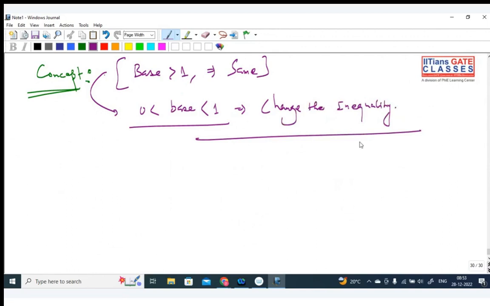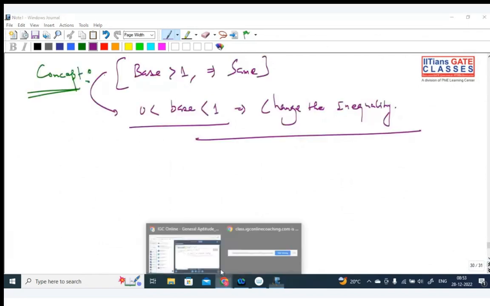So let me take the question here, then you will understand. So note these points, everybody. Sab log note kar liye na?